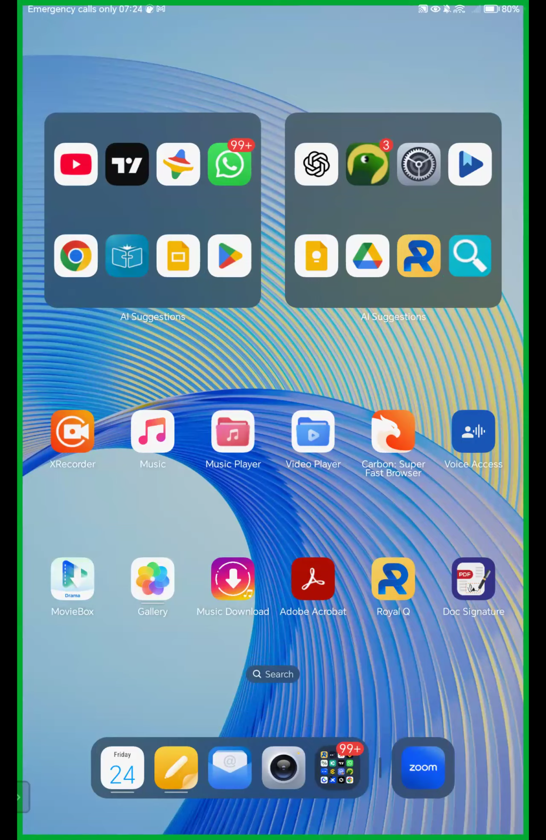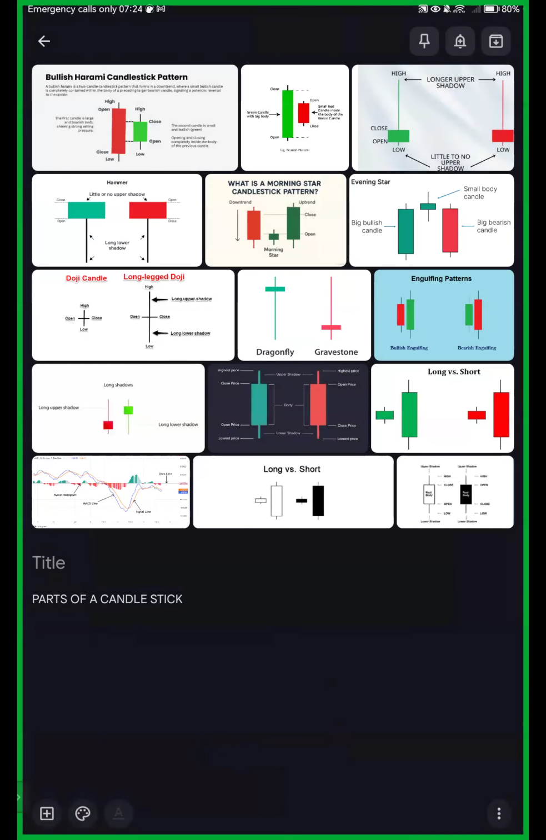All right, so let's proceed. Let me bring my slides here. Okay, yeah, here we go. So we are done with the morning star chart pattern. Let's come and look at these guys.